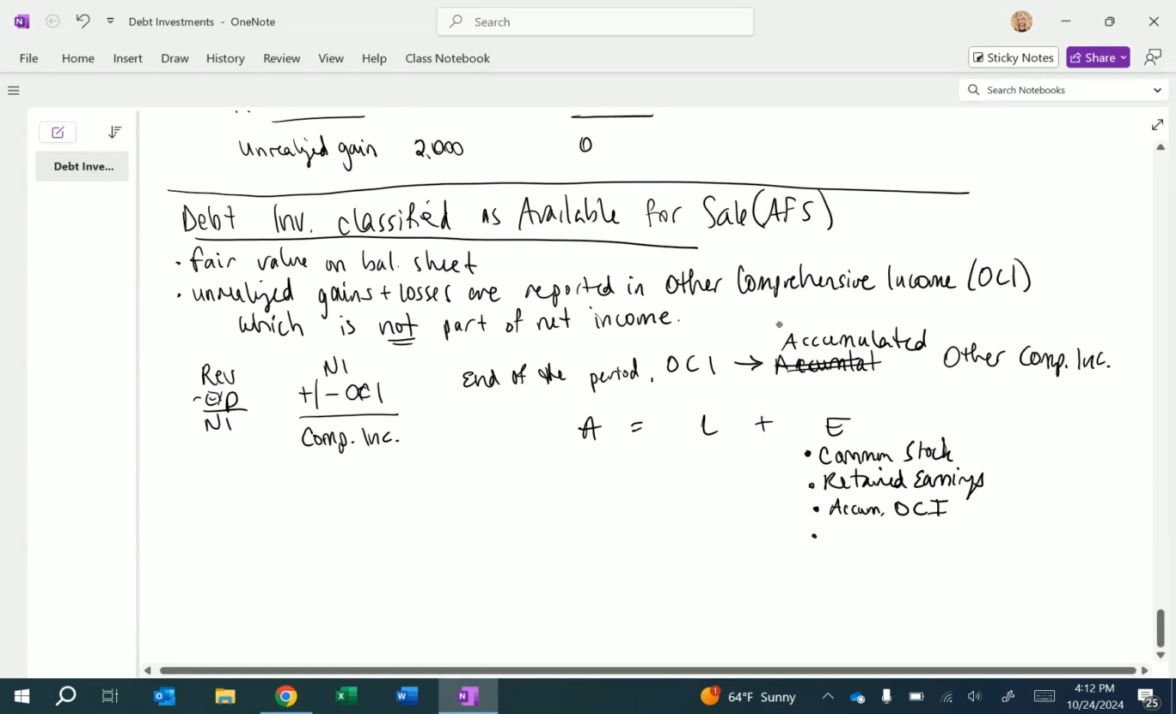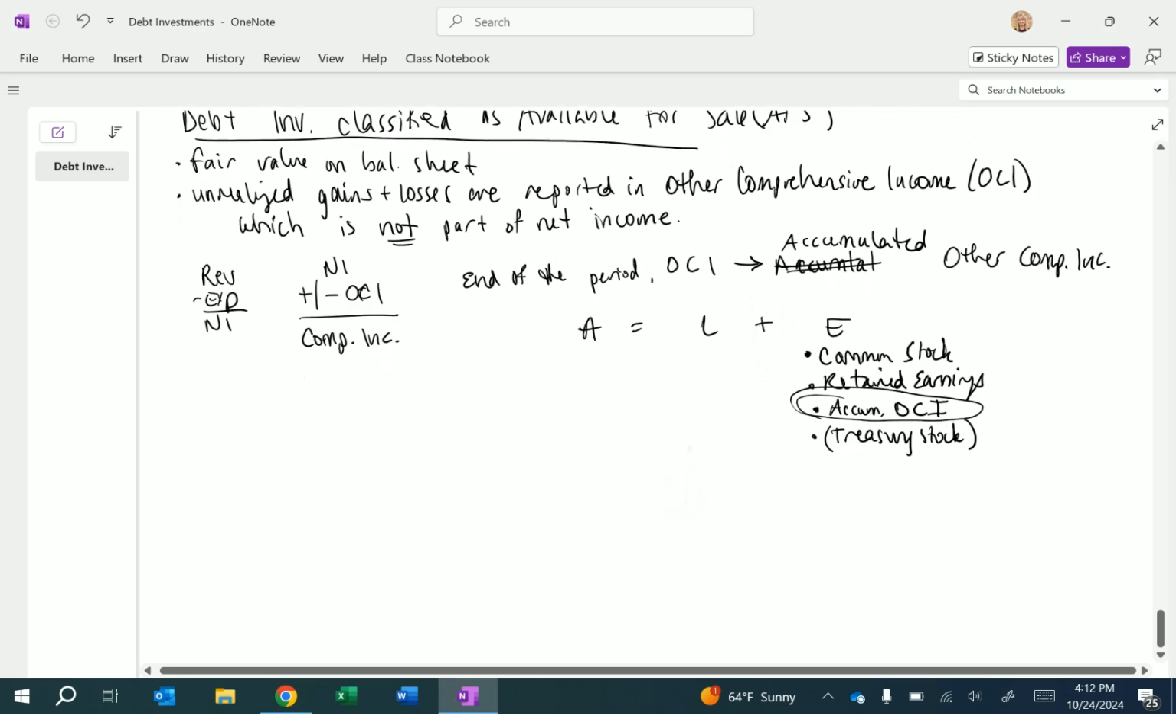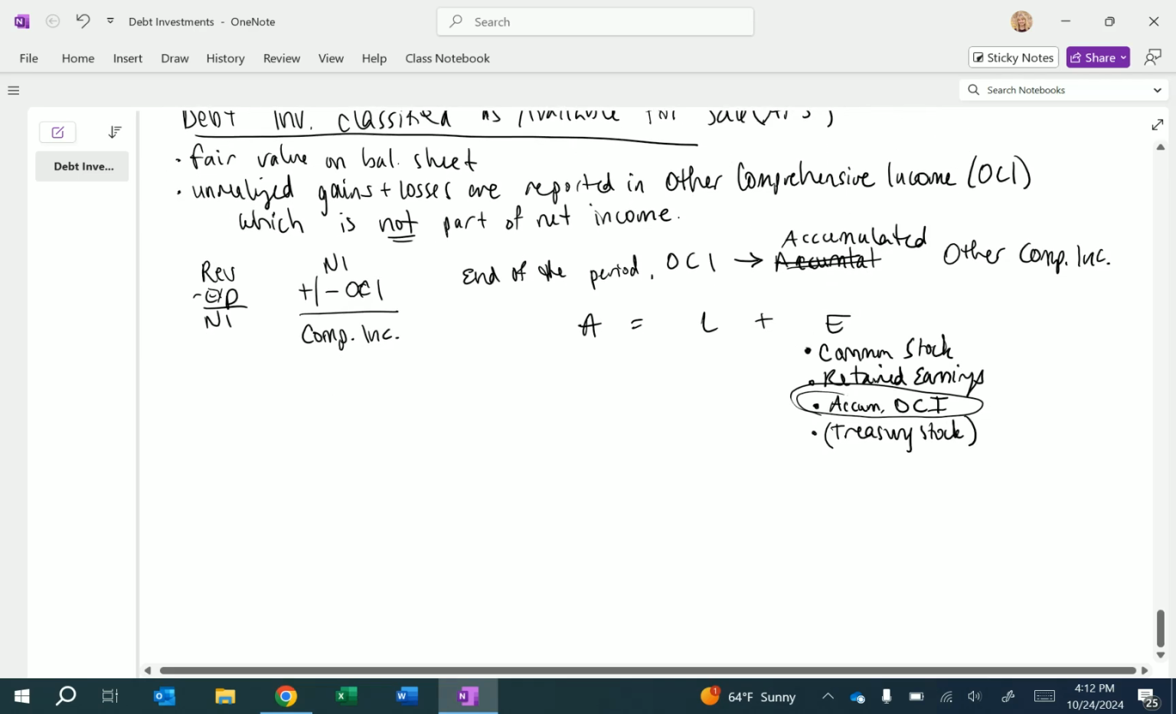And then if the company buys its stock back, it's also going to have treasury stock, which will reduce stockholders' equity. All right, so at the end of the period, OCI is going to increase or decrease stockholders' equity, depending on whether it's positive or negative, through accumulated other comprehensive income.